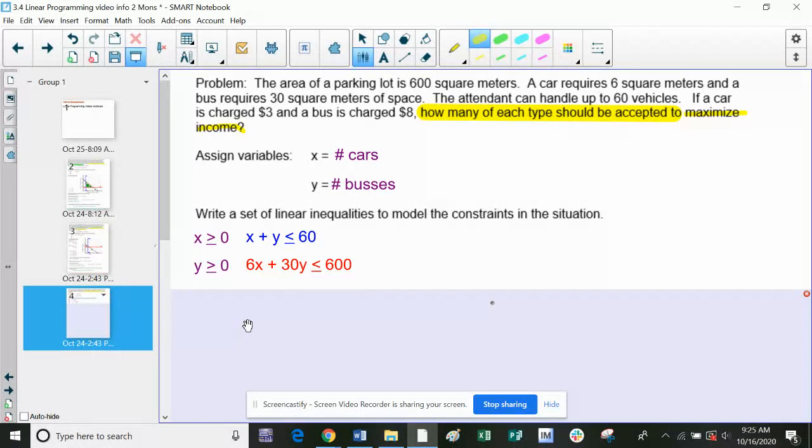One is that the attendant can only handle up to 60 vehicles. That 61st vehicle is not going to be accepted. So the number of cars and the number of buses has to be less than or equal to 60.